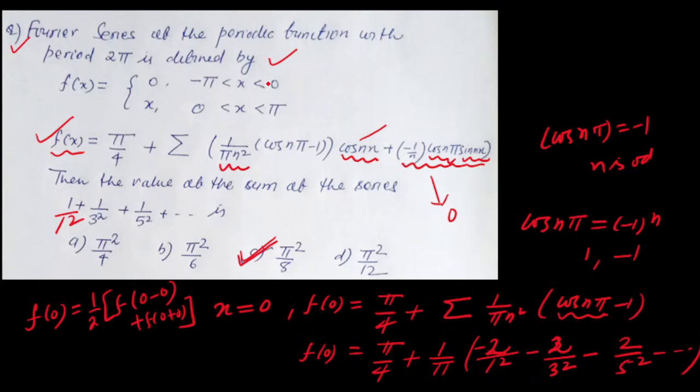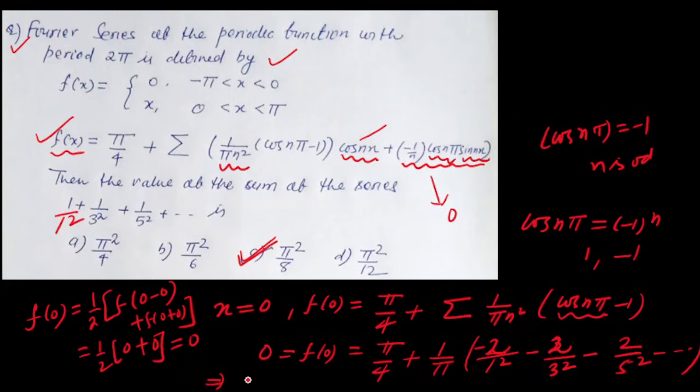So 0 minus means in the left of 0. The function value in the left of 0 is 0, and the function value in the right of 0 is x. So if you are just close to 0 in the right of 0, that will also be equal to 0. So this value is basically 0, and the f(0) value is equal to 0.